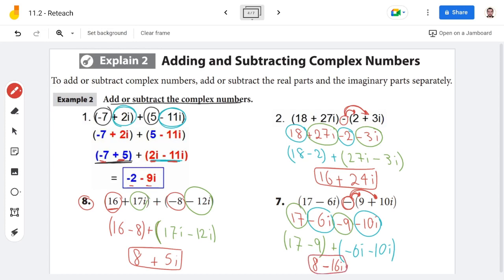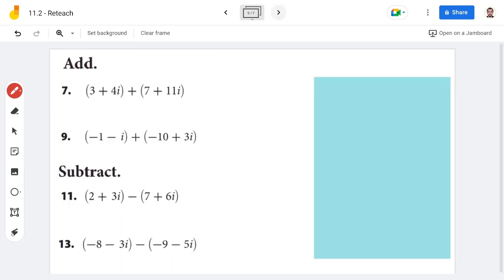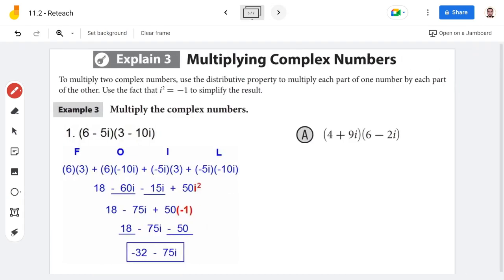So I hope you understand the adding and subtracting of complex numbers. Now try to solve this question by yourself. Here this question is adding, here this question is subtracting. Now let's go to multiplying complex numbers, which is the last part of the lesson. You need to remember that i squared always equals negative 1.